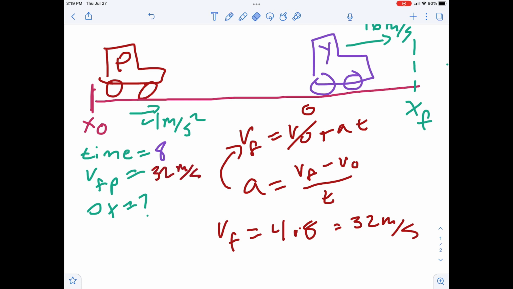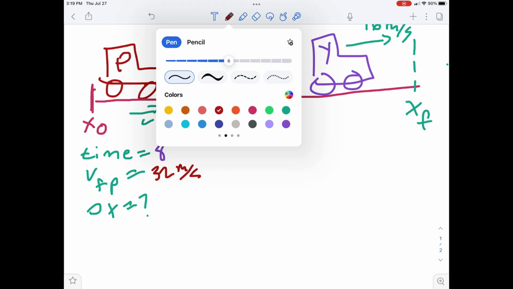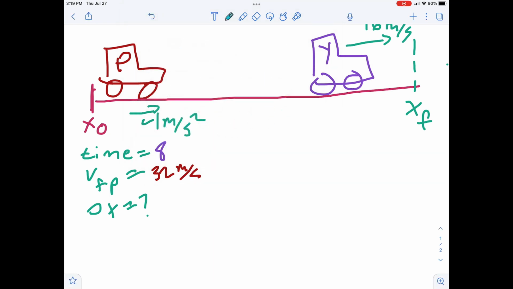Okay, so now for the final step, we're going to solve for the displacement of the cars. And because we determined that the cars will be the same distance away from x equals 0 when they've caught up to each other, it doesn't matter which values we use for which car to calculate the final position. So I'm just going to say that delta x equals v naught t plus 1/2 at squared, which we know, and I'm going to use my car, the purple car, but it doesn't matter.